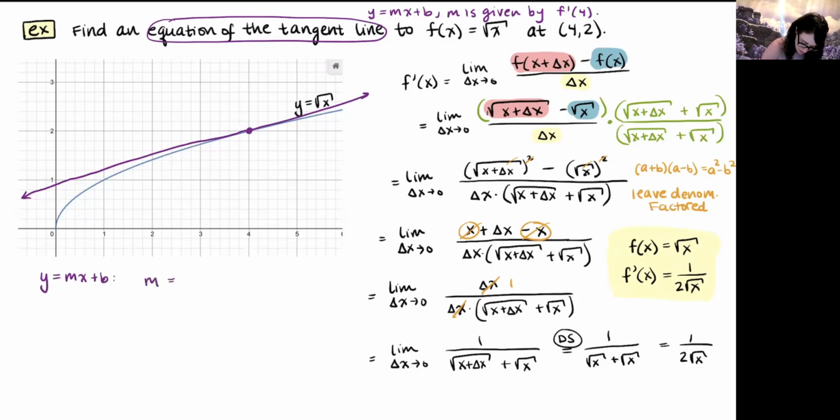This is going to be given to us by the derivative evaluated at 4. So f prime of 4. So we're going to plug a 4 in to the derivative, right? Because 4 is the x value that our point is at, right? 4 comma 2. So we'll plug a 4 in, we get 1 over 2 radical 4. That's 1 over 2 times 2. And so that's 1/4. So there's the slope of that line. Okay, now we have to find b.